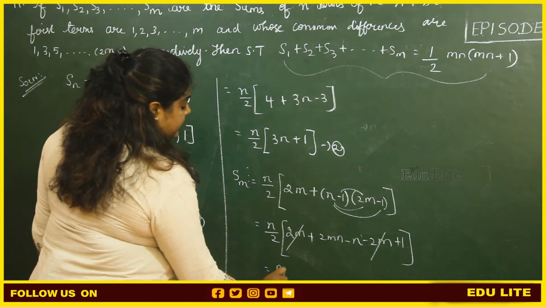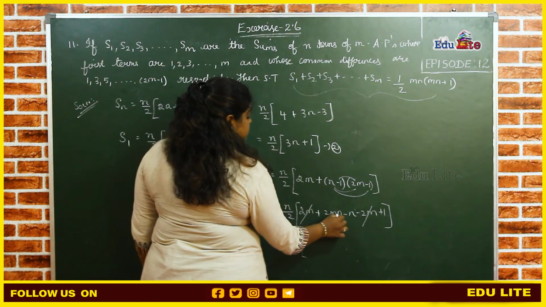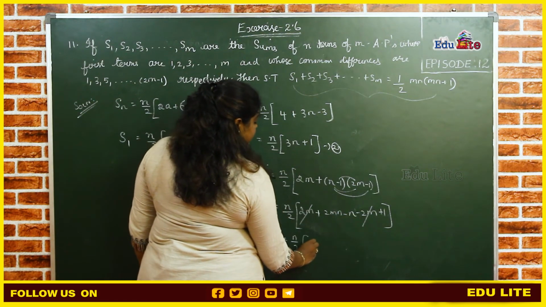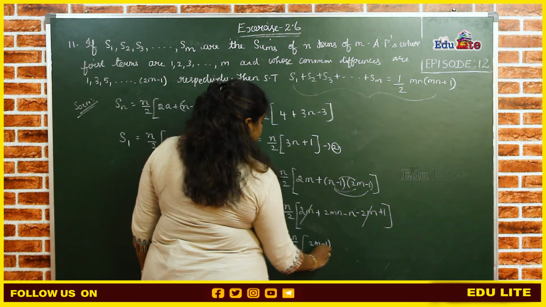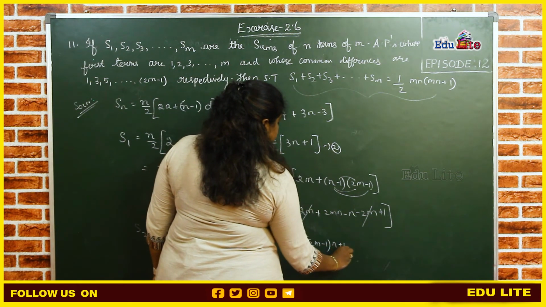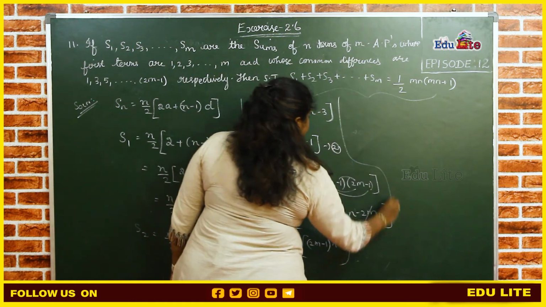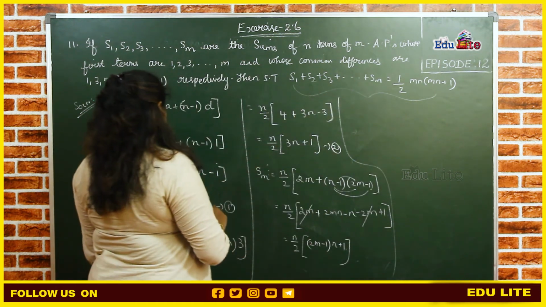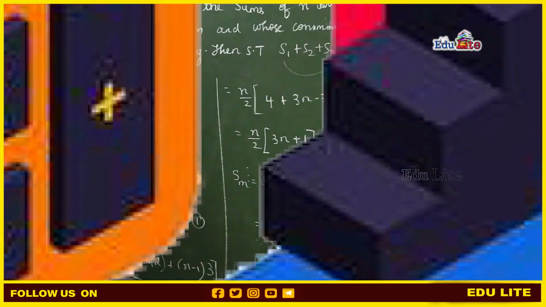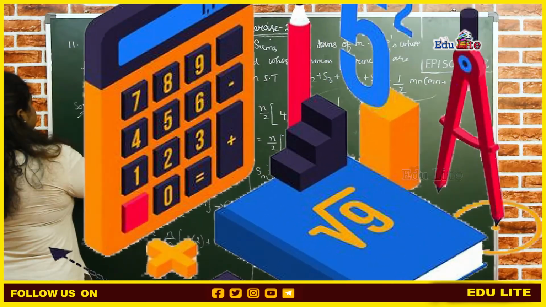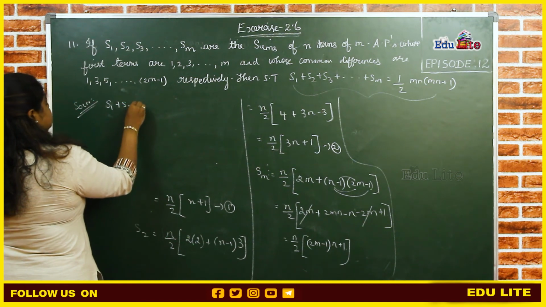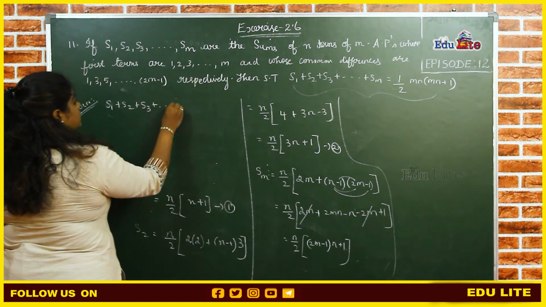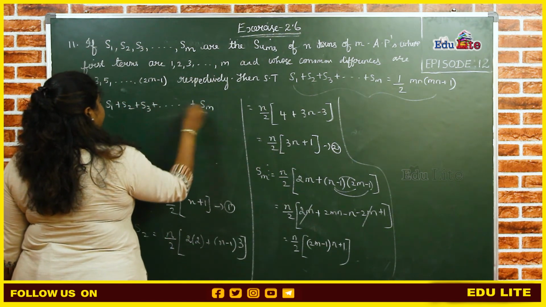n by 2. From these two terms we will take n in common. Therefore, it will become 2m minus 1 into n plus 1. So, according to the given question, what we have to do is add all these terms. So, let us do it. S1 plus S2 plus S3 up to Sm. I have taken the left hand side.